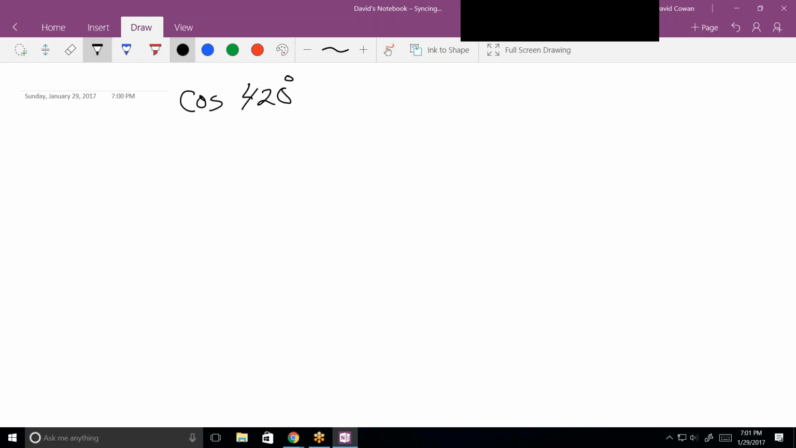Any angle that is outside of the unit circle can be converted to inside the unit circle by subtracting multiples of 360. So if you subtract exactly one multiple of 360, you end up with the cosine of 60 degrees. Those two expressions are identical, always. All trig functions of coterminal angles are the same.